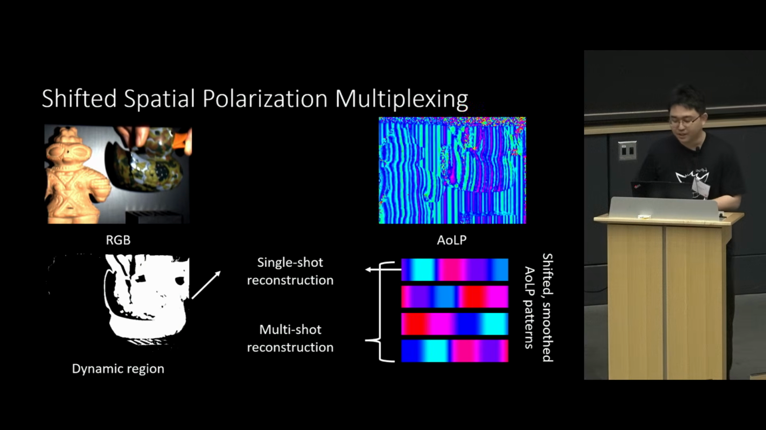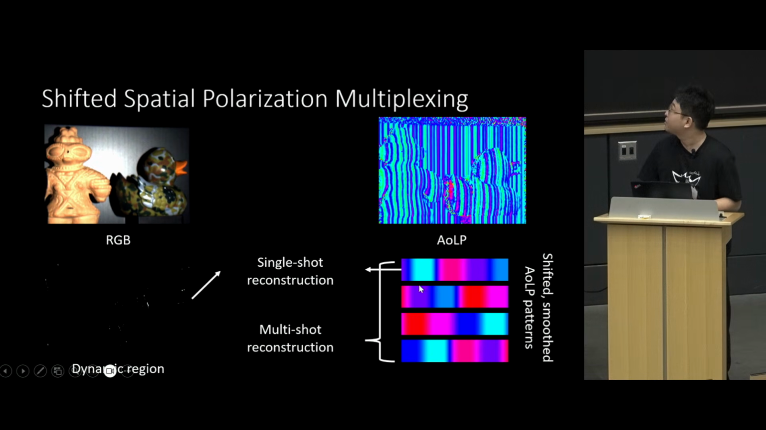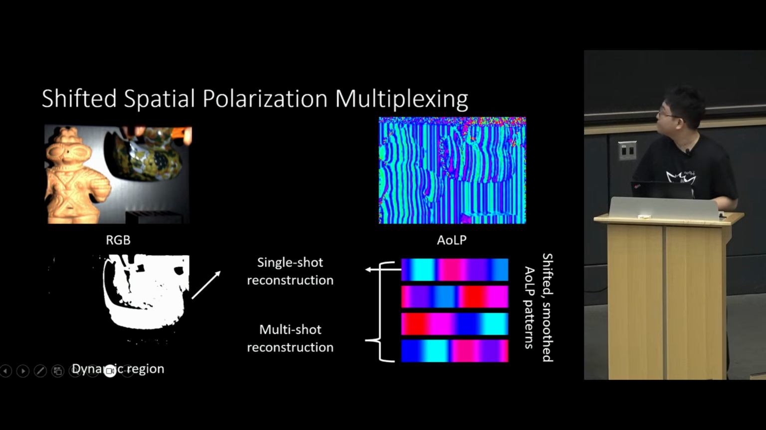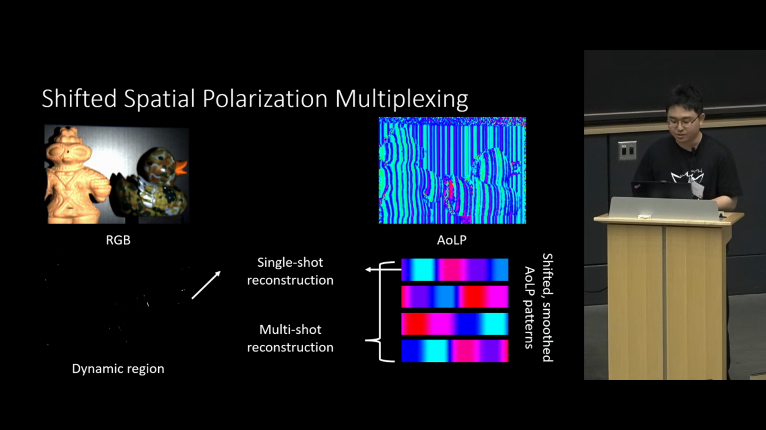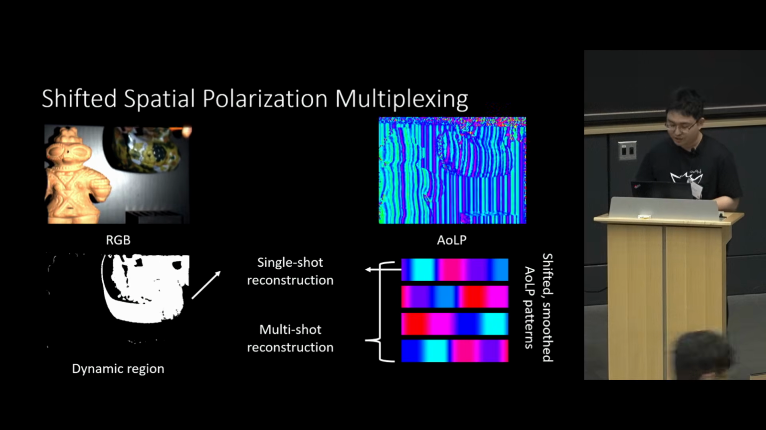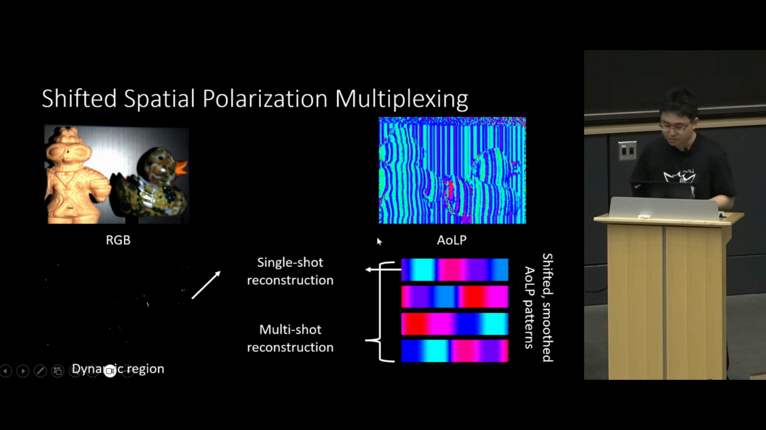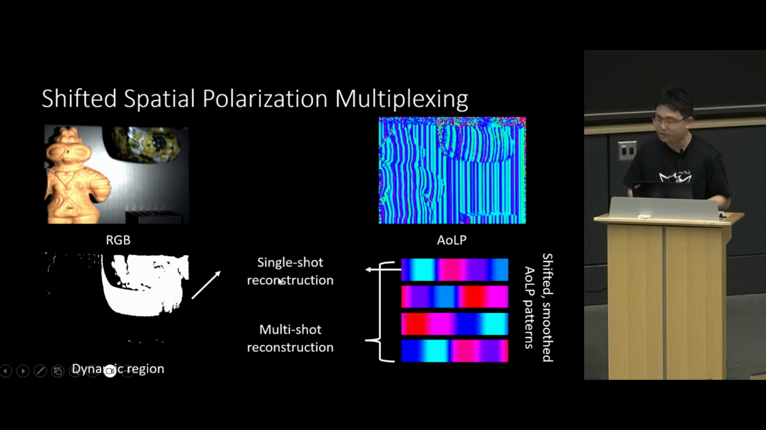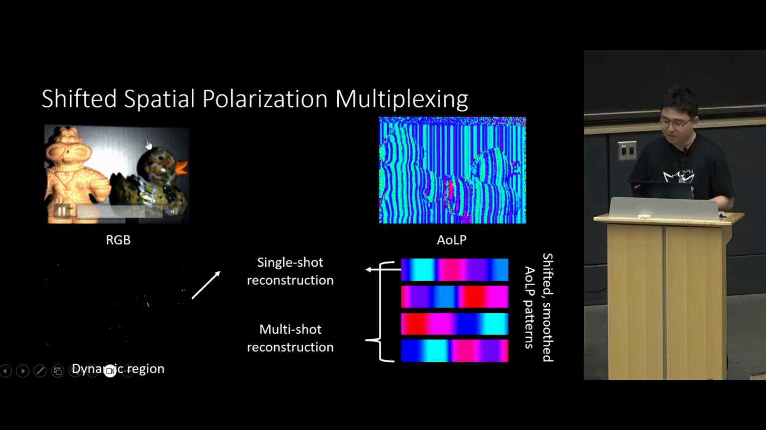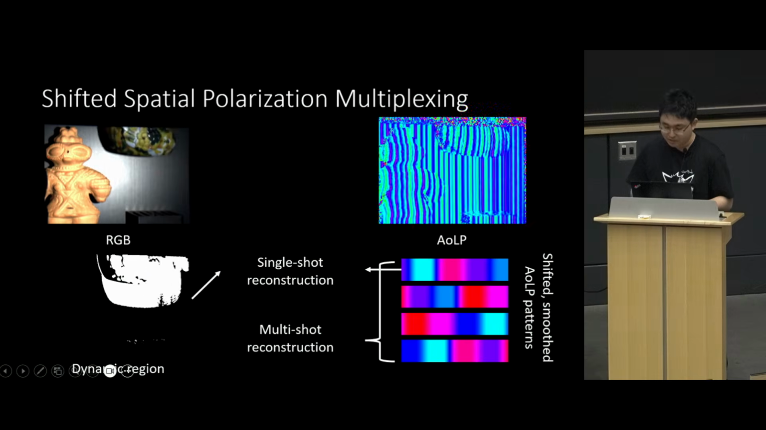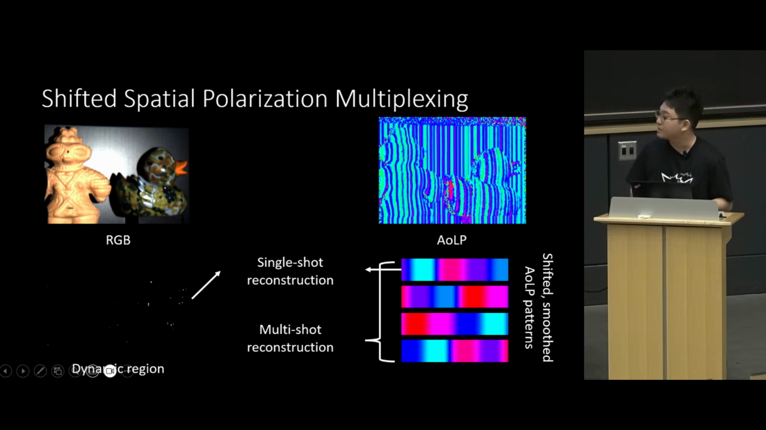To fully take advantage of multiple shots for static objects, we use smoothed and shifted polarization patterns. These patterns provide per-pixel correspondences for high-resolution reconstruction of static regions. At the same time, each pattern can be decoded independently for single-shot reconstruction of dynamic regions. Since the polarization pattern does not affect the object appearance, we can automatically detect the dynamic regions based on the intensity changes.